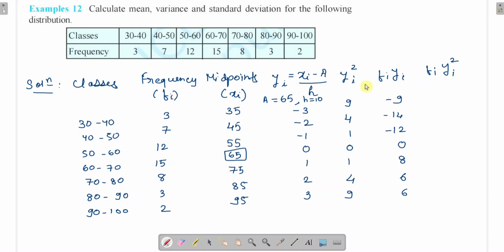Then fi yi square. 3 times 9 is 27. 7 times 4 is 28. 12 times 1 is 12. 15 times 0 is 0. 8 times 1 is 8.